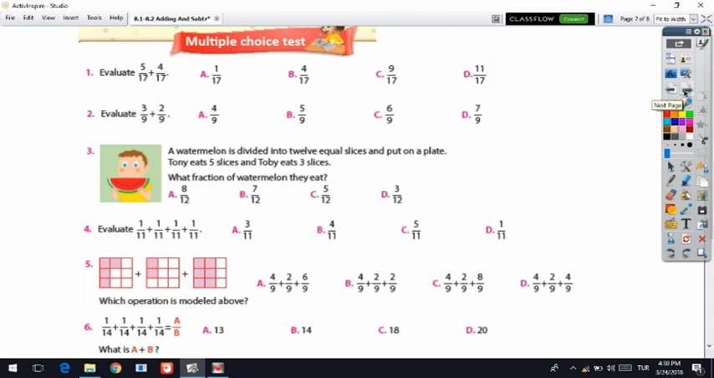Evaluate means solve. You find it. 5 over 17, 4 over 17. You add them, you find 9 over 17. Is there any? Yes. 3 over 9 plus 2 over 9. You add this, you have 5 over 9.